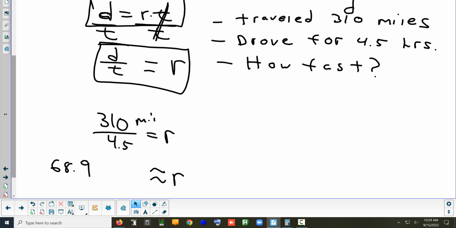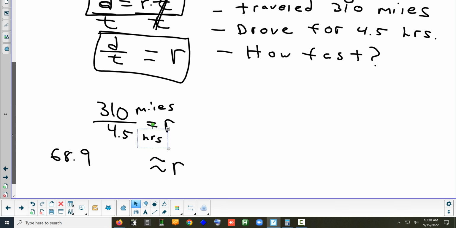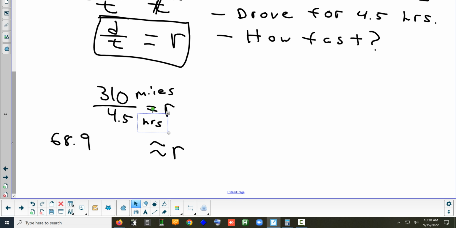310 was miles. 4.5 was hours. What do you think I'm going to put for a label on the 68.9? Because it represents how fast you were going. And here's the two labels. That's the distance and that's the time. I need to know specifically what your speed is measured in. Like, are you measuring it in inches per second? Miles per hour. Yes.